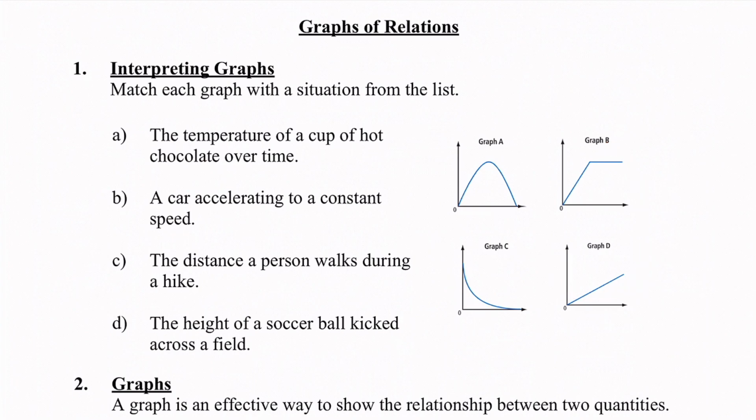A, it says the temperature of a cup of hot chocolate over time. So I know that a cup of hot chocolate, as time goes on, the temperature is going to have to start to come down. Okay, and it's going to come down, and then eventually it's going to hit room temperature, and it's just going to kind of flatline and then stay at that temperature. So the one graph that kind of looks like that shape that I'm drawing is graph C.